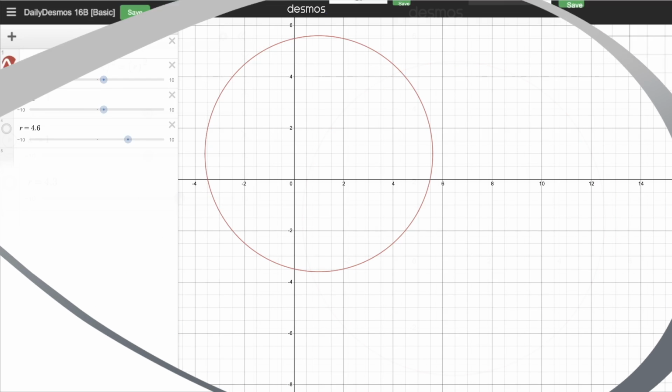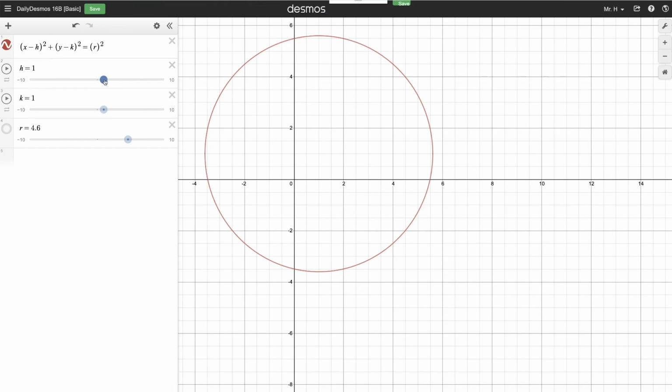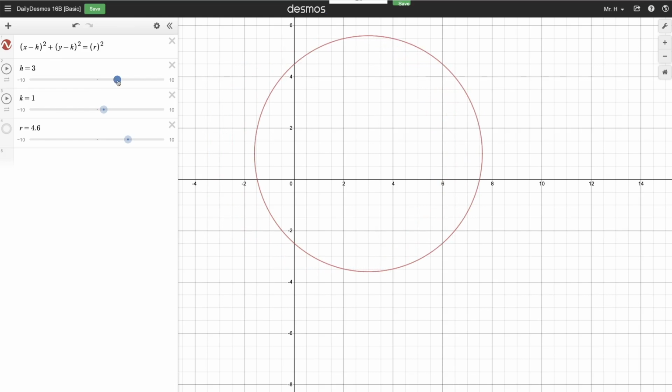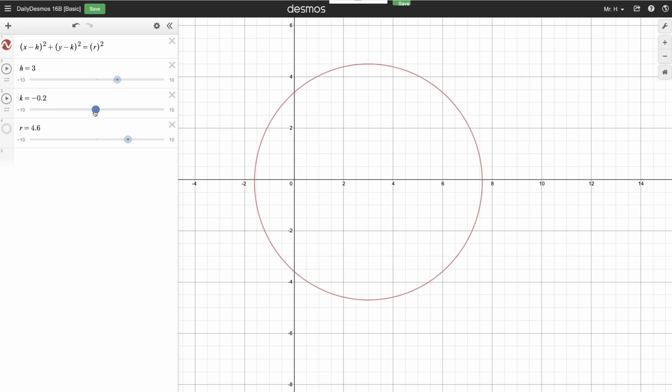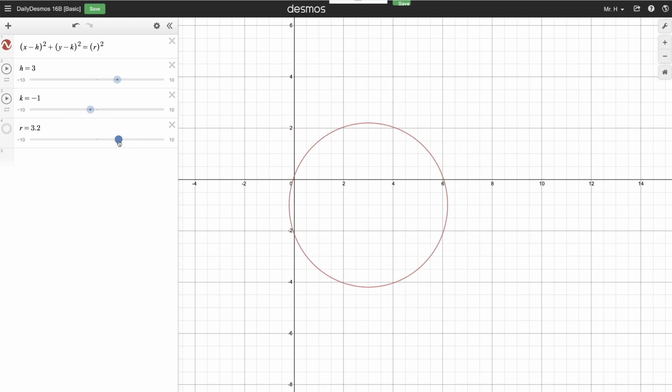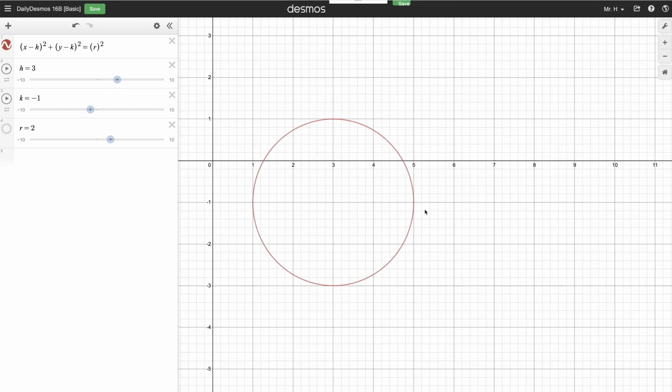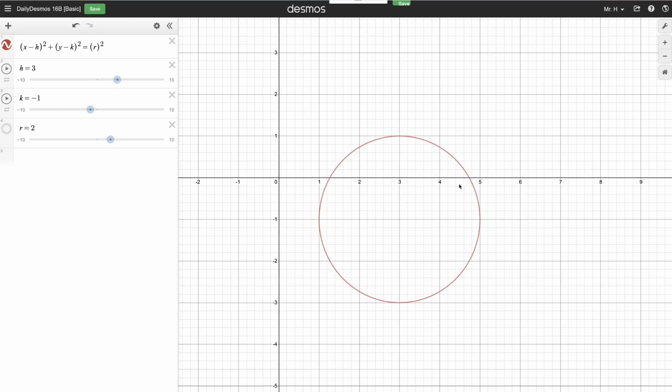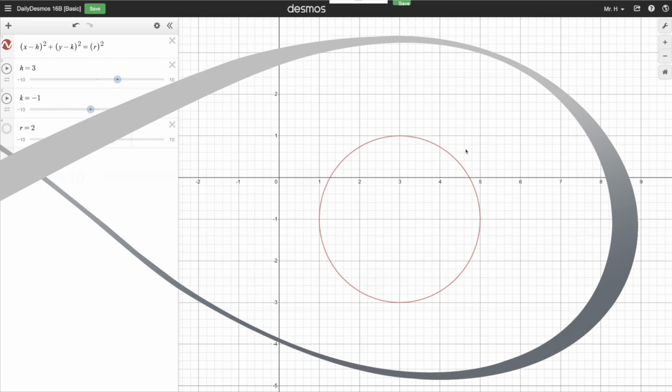Remember, I wanted to have a center at (3, -1), so I can set my center to that, and I wanted to have a radius of 2. Boom! Now is that going to be challenge complete? I think that this circle is exactly where I wanted it to be.